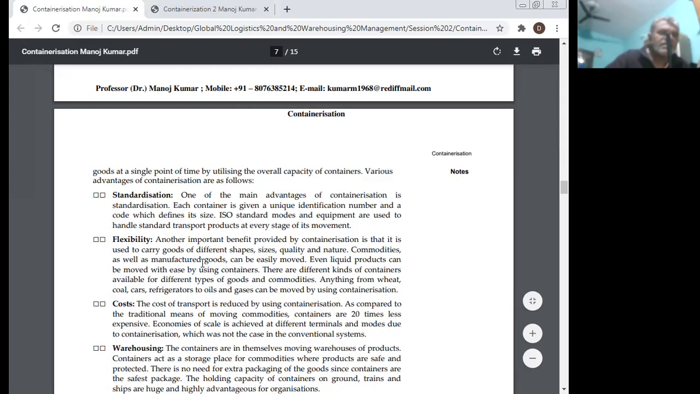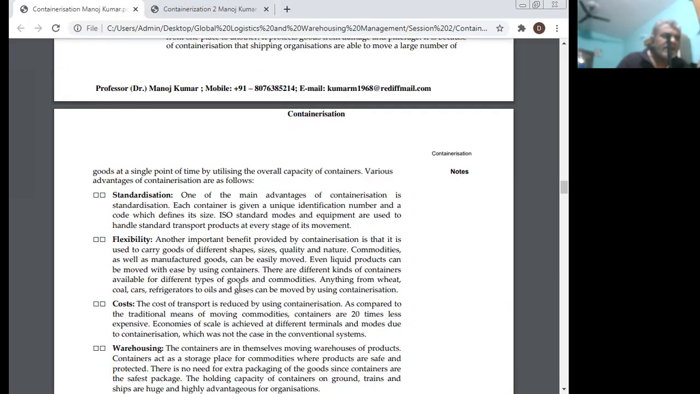Flexibility. Another important advantage provided by containerization is that it is used to carry goods of different shapes, sizes, quality, and nature. Commodity as well as manufactured goods can be easily moved. Even liquid products can be moved with ease by using containers. There are different kinds of containers available for different types of goods and commodity. Anything from wheat, coal, cars, and refrigerators to oil and gases can be moved by using containerization.